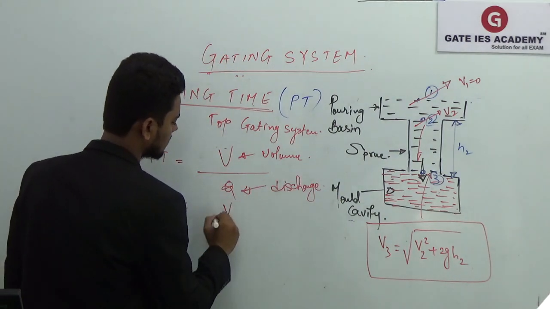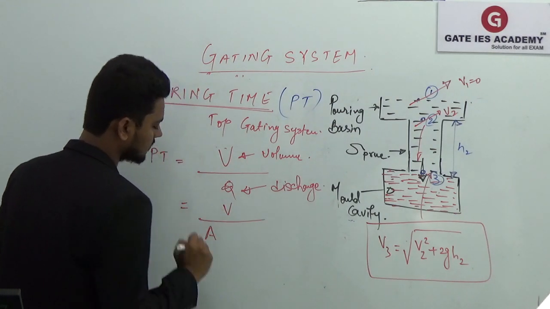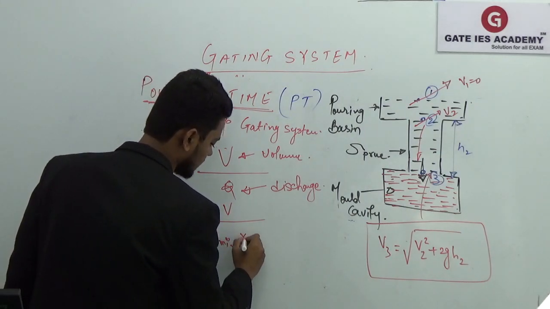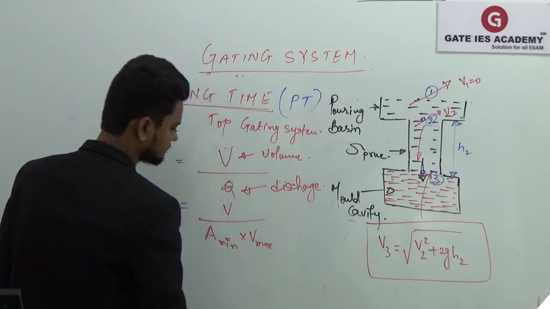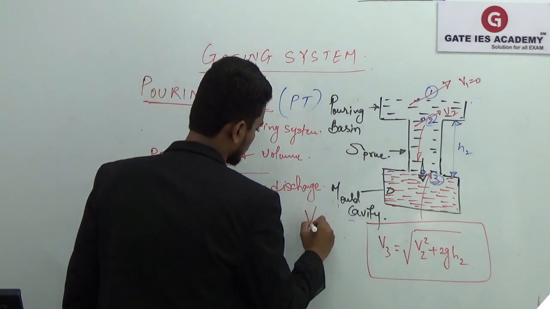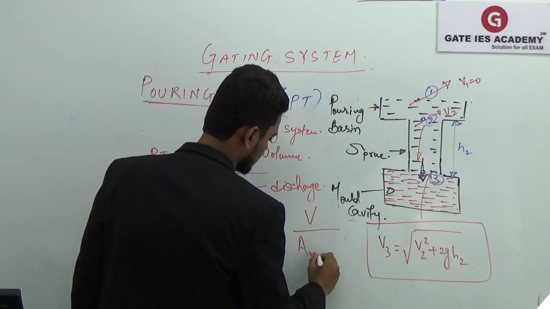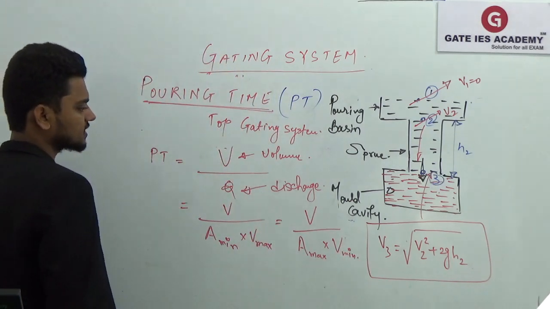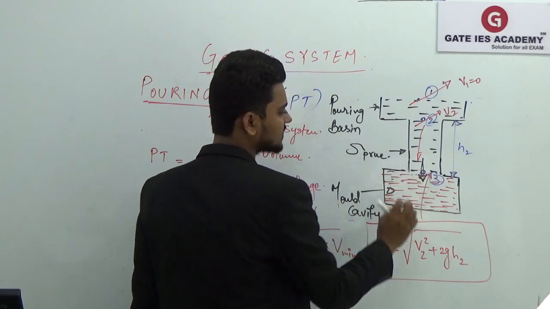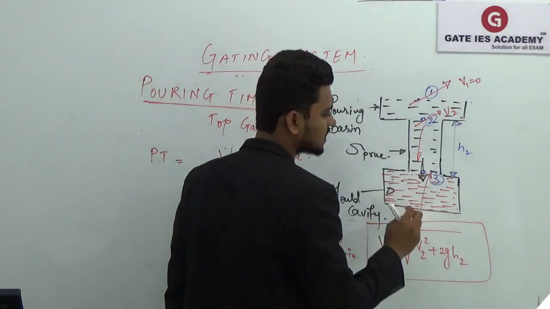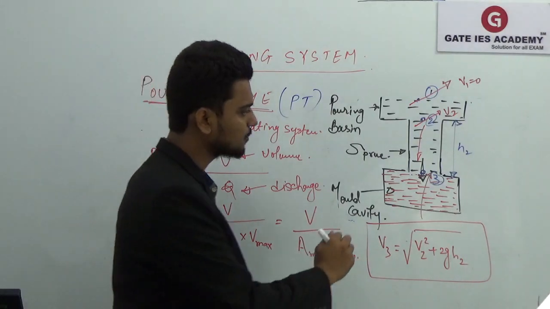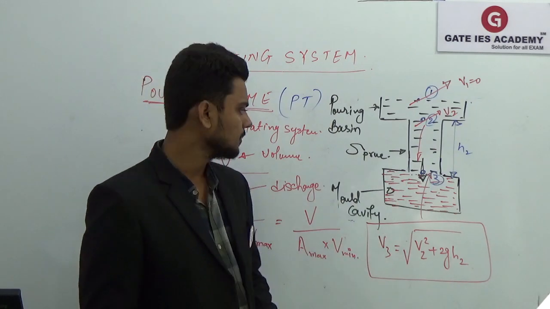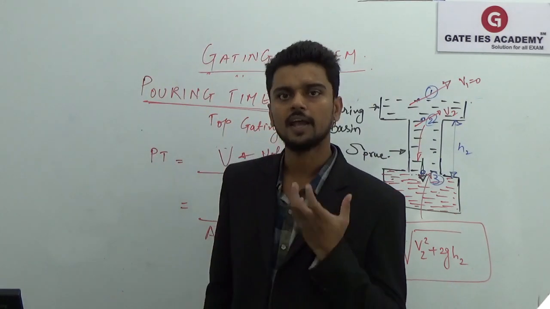So I can write now V upon area, area minimum into V maximum, or volume of the casting upon A min into V max. So we have already discussed how to find out the velocity at the section 3. Velocity at section 3 is nothing but the velocity at the exit of the sprue, and it is the point where the cross-sectional area is the smallest, right? We are getting the minimum cross-sectional area at the exit of your sprue.